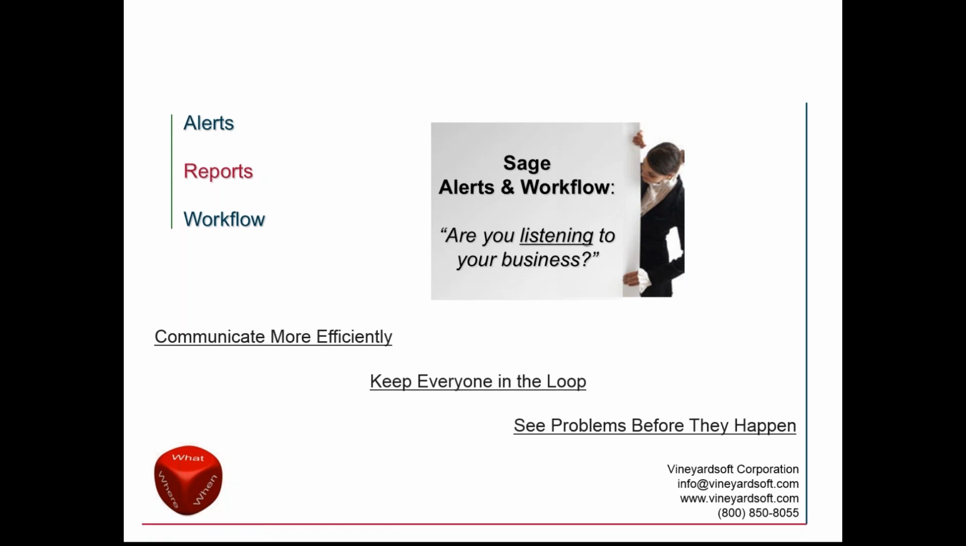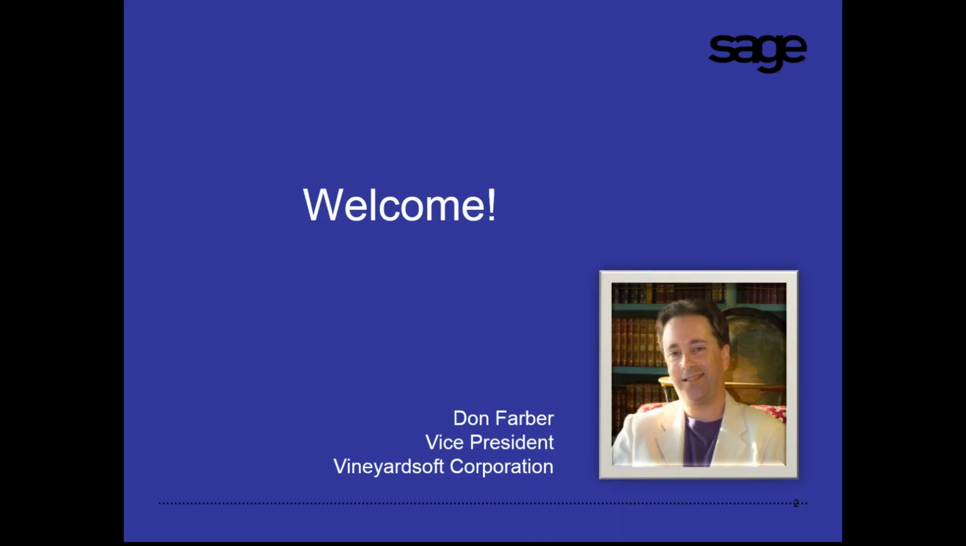My name's Don Farber. We're going to spend the next half an hour or so talking about Sage Alerts and Workflow. We're going to divide that into about three sections. The first will be a fairly brief PowerPoint overview. What is the technology? How are folks using it? How it's licensed, priced, etc. From there, we'll jump into the product so you can have a look and see how it works, how you can configure and customize it. And then finally, we will leave time at the end for Q&A as well.